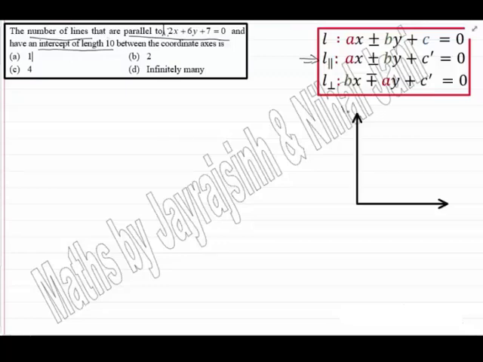This is your y-axis and x-axis. Let's assume this is the given equation of line L, and we have to find the parallel lines, actually the number of lines which are parallel to L, and the intercept of the length. If we suppose this is our A and B point, the intercept length is 10 units. Okay, the question is clear.